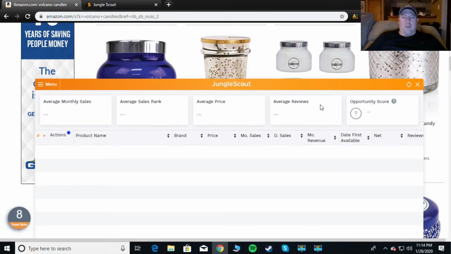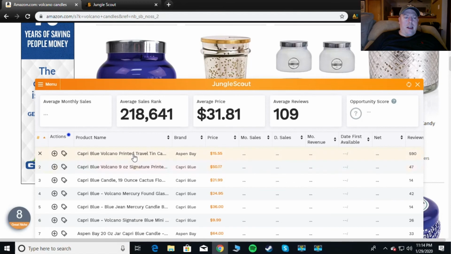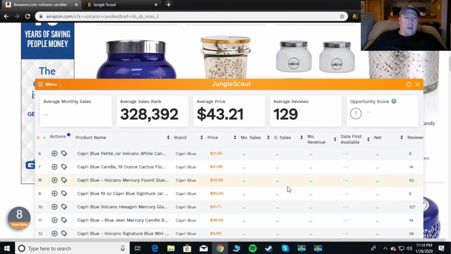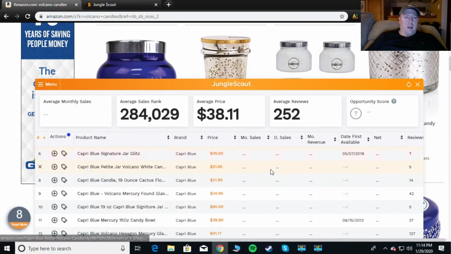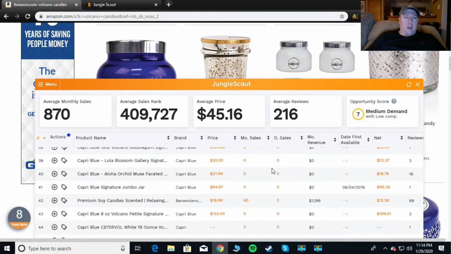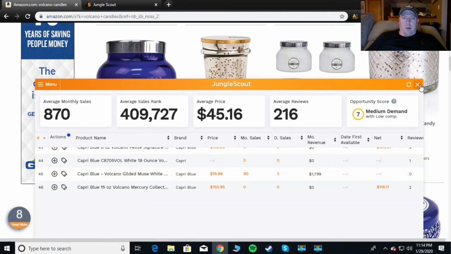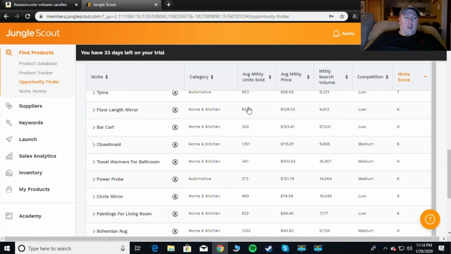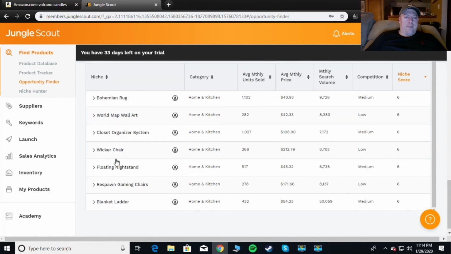I'm not sure what even the Volcano candle is. Is it a brand? Volcano printed. Volcano. All right. Well, there's like one seller selling everything. So, as far as I know, it's like their brand. So we can't sell that. So anyway, we got 29 here.